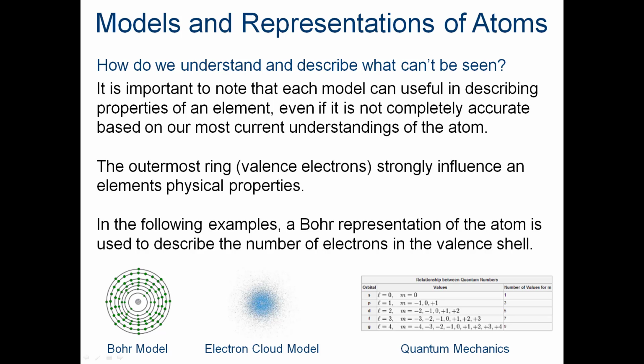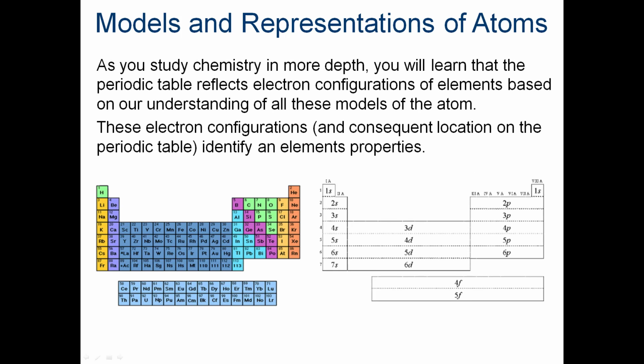So each of these models is useful to describe how an element interacts with the outside world, but none of them are completely accurate. So when we look at the outermost ring, that valence, that has a real big influence on how an atomic level structure or an atom interacts with another atom. So we're going to use the Bohr representation of the atom, and we're going to describe its interactions electrically using the number of electrons in the valence shell, or the valence energy level.